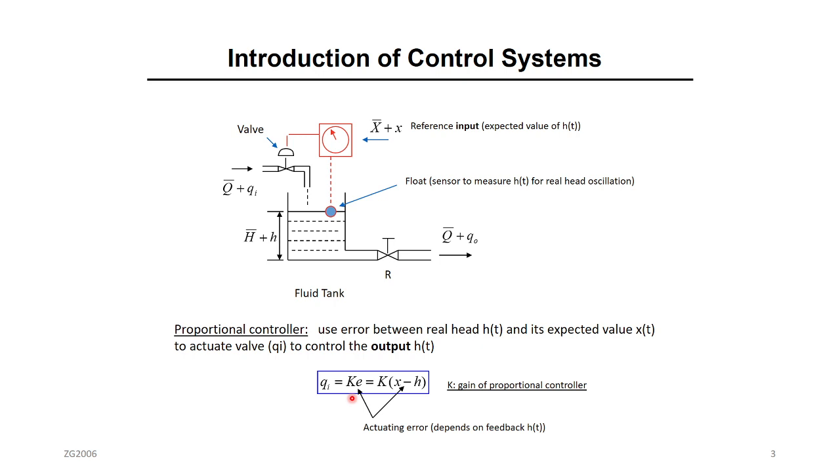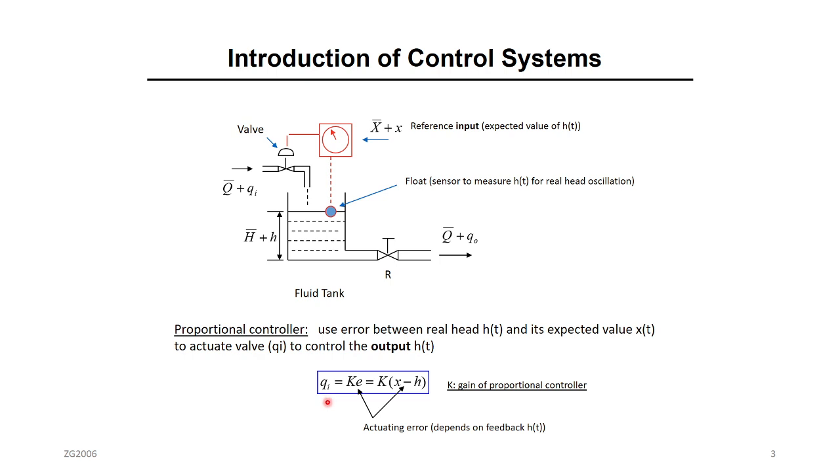All right. Now, what will this controller do? It will use the error between the real head inside the tank and its expected value. So expected value, what I want, minus what is actually there. We call it the error. So the proportional controller will use this error in order to actuate the valve, the QI, open it or close it, right? So mathematically, K is multiplied by the error, X minus H, to actuate the flow in.